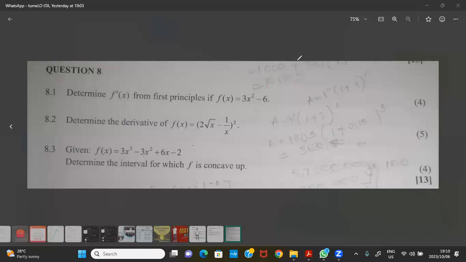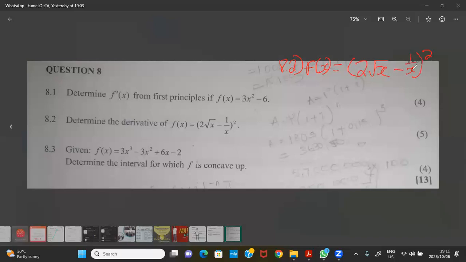So with a question like this, you want to be very careful. You don't want to be in a hurry. Everything must go according to a certain order. So determine the derivative of f of x is equal to, so we have a bracket, 2 root x minus 1 over x whole squared.